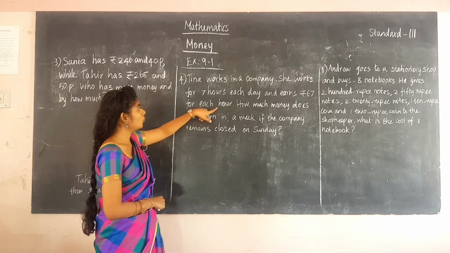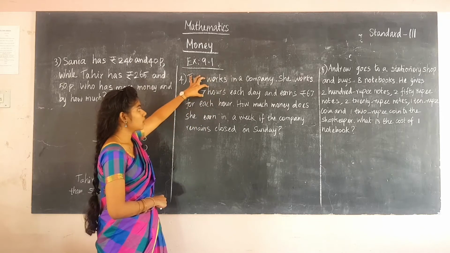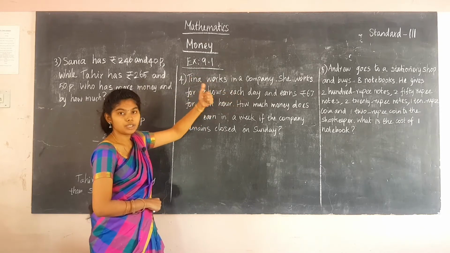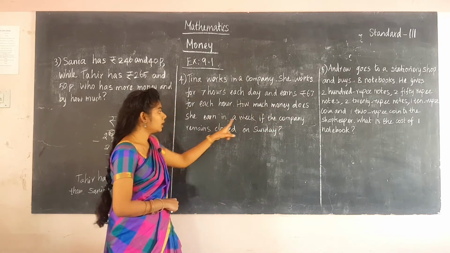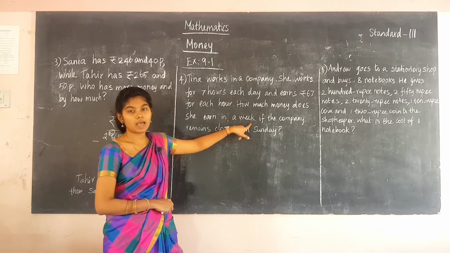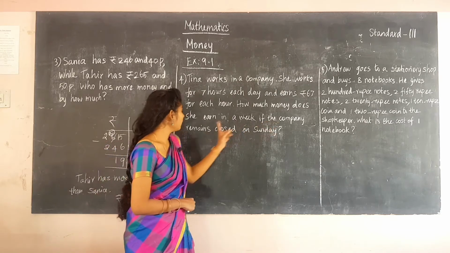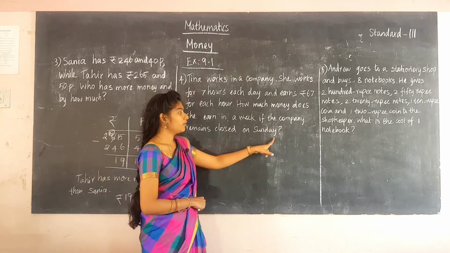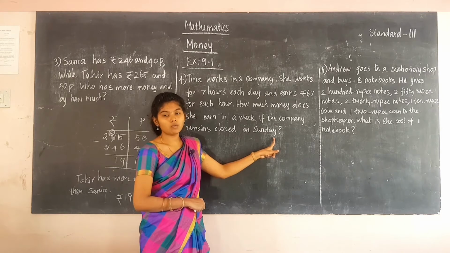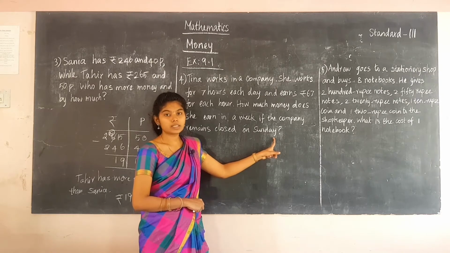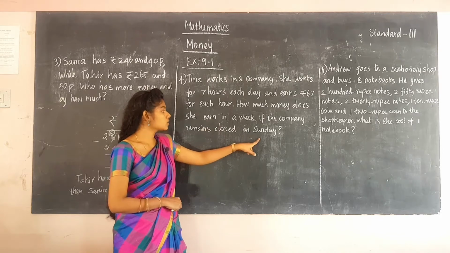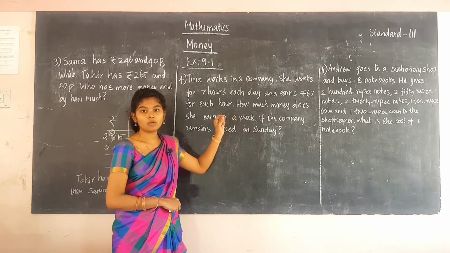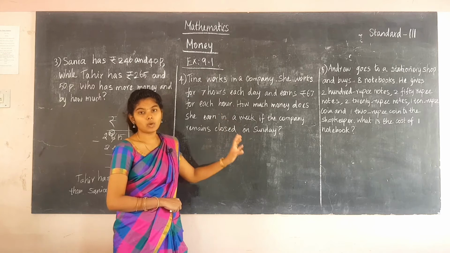So first we have to find for 7 hours, for one day, how much she earns. Then we have to find how much money she earns in a week. In a week how many days? 7 days are there. If the company remains closed on Sunday, it means we have to subtract one day. So 7 days in a week, and here Sunday is closed, so we have to neglect one day. So 7 minus 1 is 6 days.